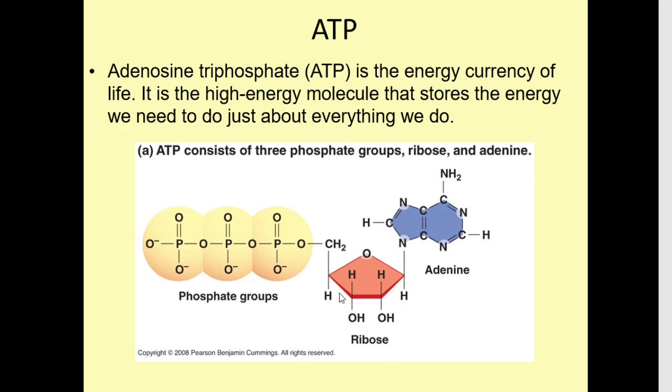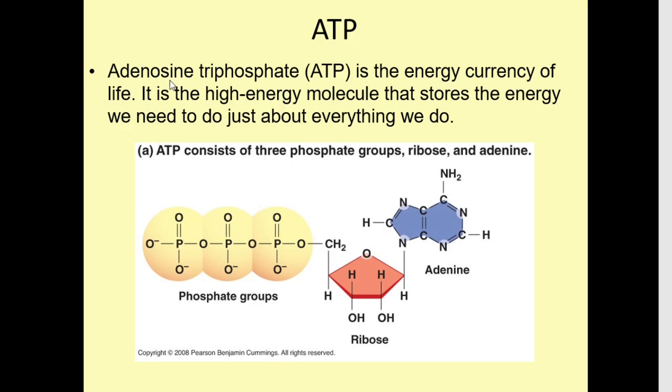So if we look right at the heart of this ATP molecule, we see the pentose sugar ribose. Ribose is the same sugar that we find making up the nucleotides of RNA, so ribonucleic acid. Attached to the ribose, up here, we have a nitrogenous base, the base adenine. Again, this is what we find in the makeup of an RNA nucleotide. So ribose and an adenine together make up a molecule called adenosine.